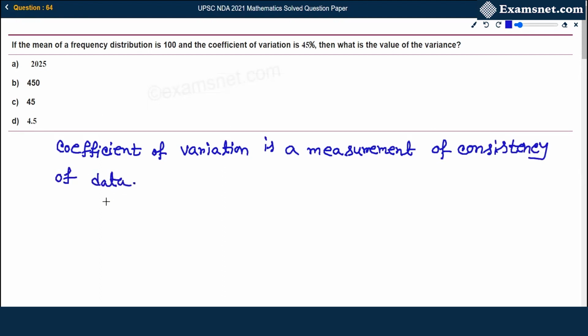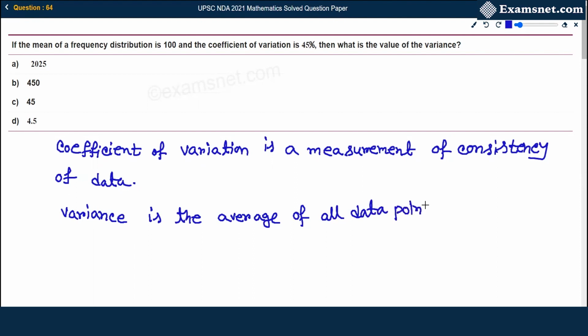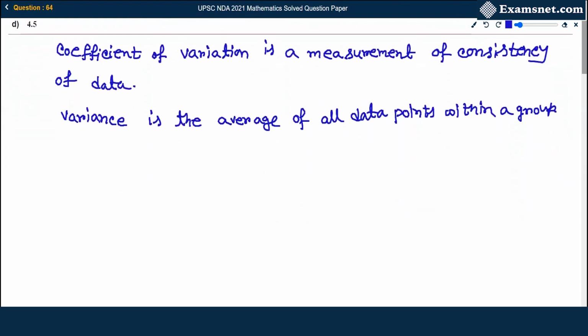Okay, and what does it mean, variance? Variance is the average of all data points within a group. All data points within a group. Okay, and there is a certain relation between coefficient of variation, standard deviation, and mean.